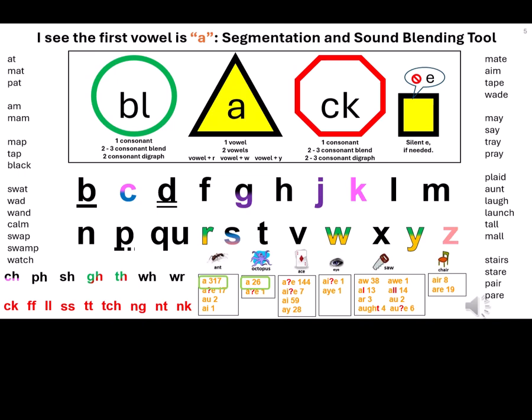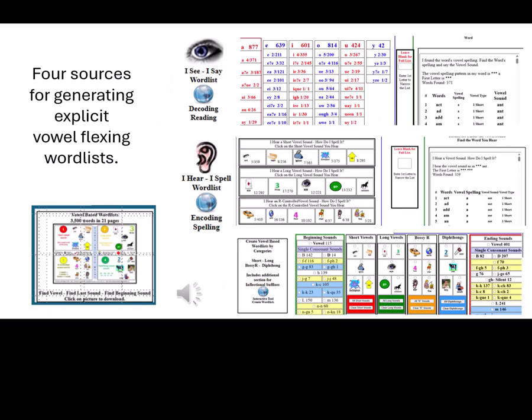Notice that the green onset and the red coda signify blending of multiple consonants. 3-click spelling provides 4 sources for generating explicit single-syllable word lists for vowel flexing.